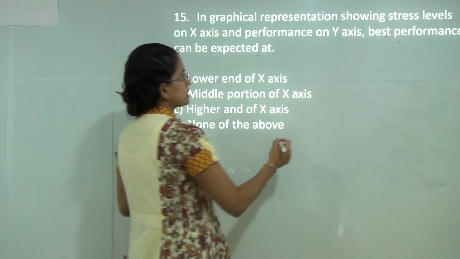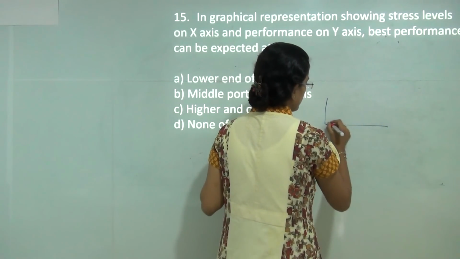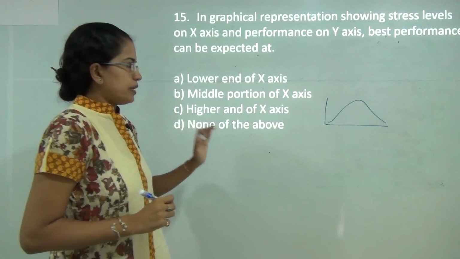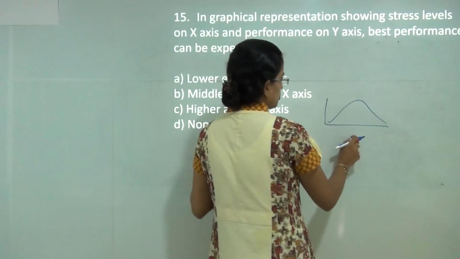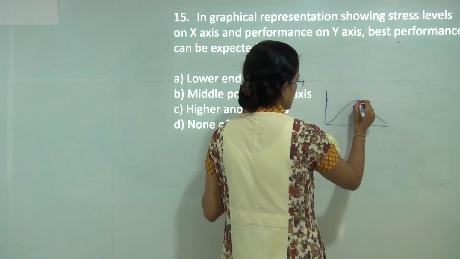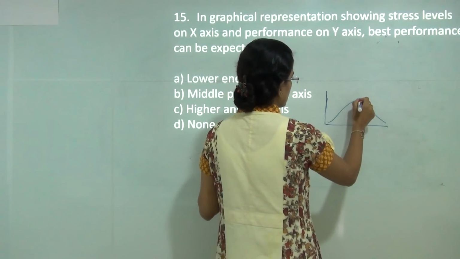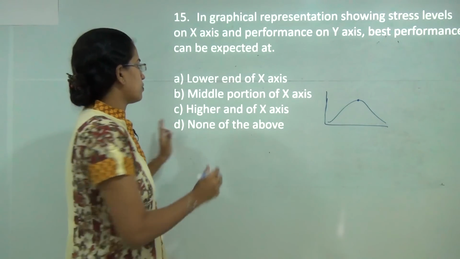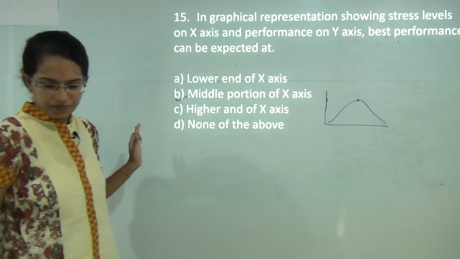Now this is a question related to stress and performance. The Yerkes-Dodson curve, based on stress and performance, showed a bell-shaped curve, and the middle portion of the curve was the region where they showed the best performance. So the answer would be B.